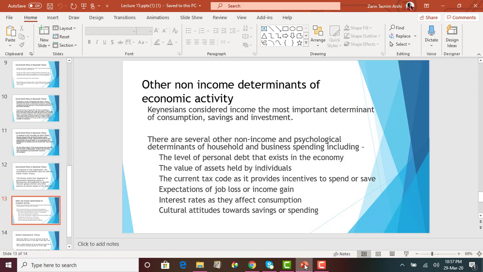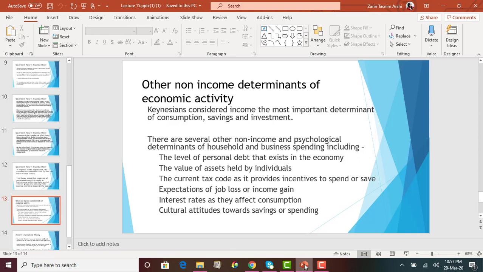The fourth one is expectation of job loss or income gain. So let's say right now there is a recession and people are scared they will lose their job, what will they do? They will reduce their consumption and they will increase their savings. On the other hand, investments will go down, right? But if we look at the opposite scenario, if we think that we will get a promotion soon and our salary will go up, what are we going to do? We are going to spend more money and probably save less money.